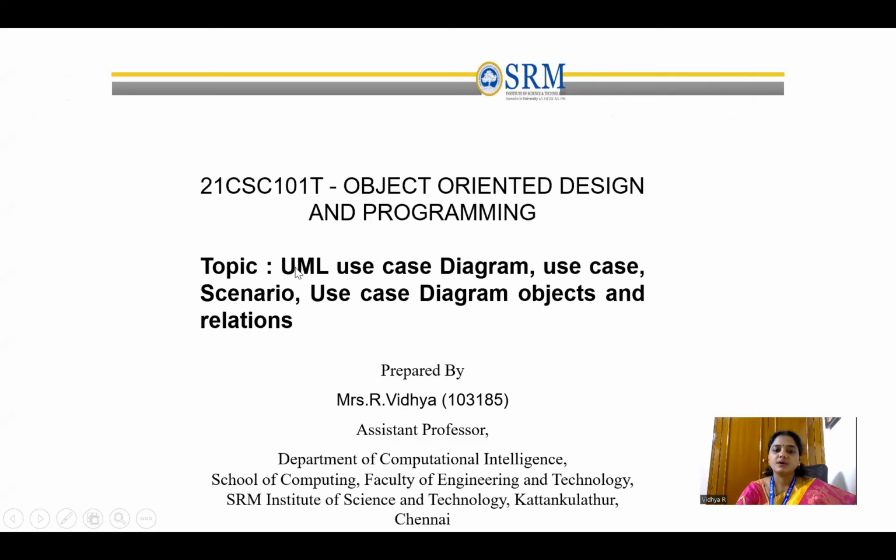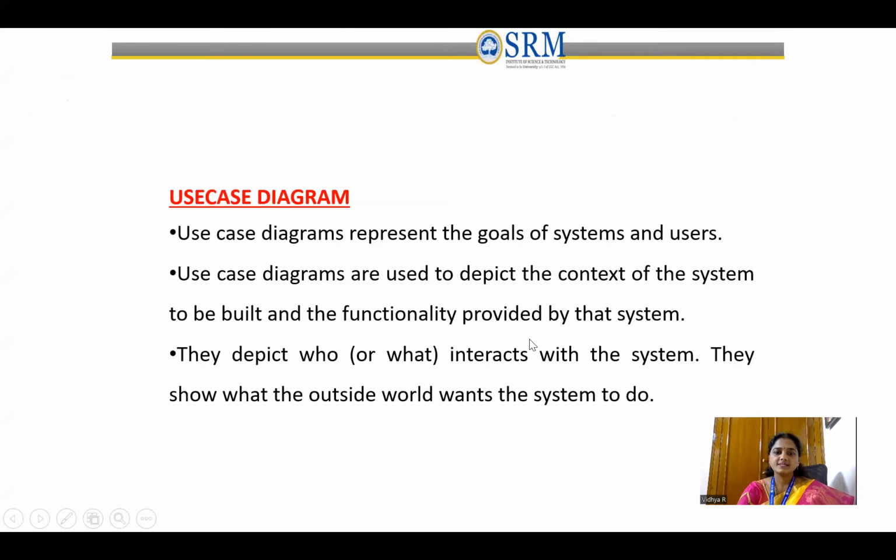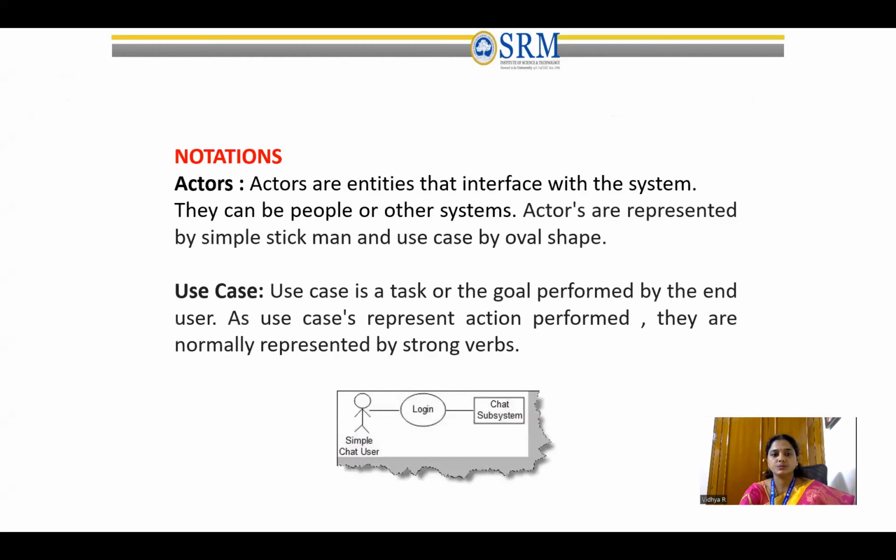Today, we are going to see about UML use case diagram. Use case diagrams represent the goal of system and user. They are used to depict the context of the system to be built and the functionality provided by that system. They depict who or what interacts with the system. They show what the outside world wants the system to do.